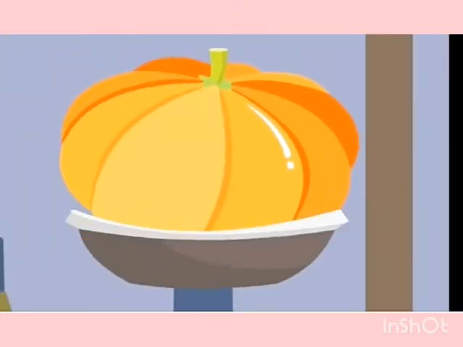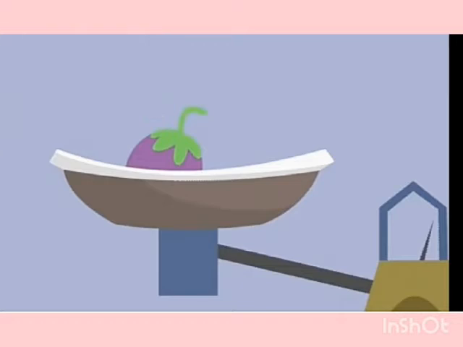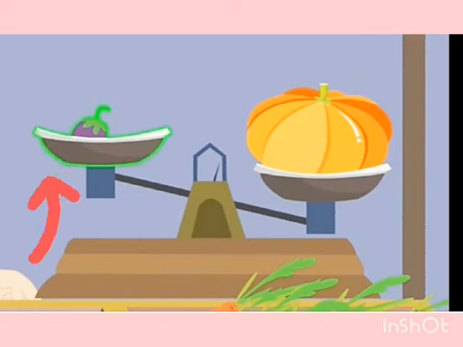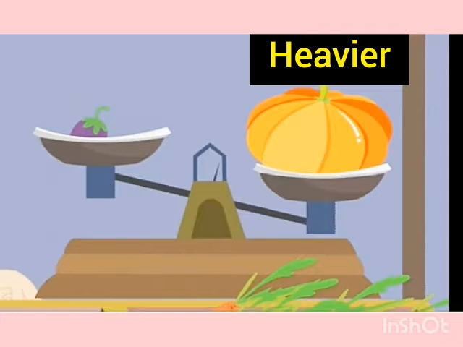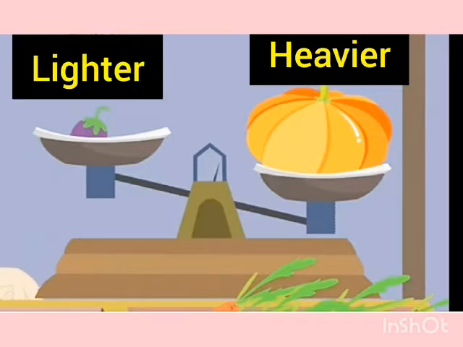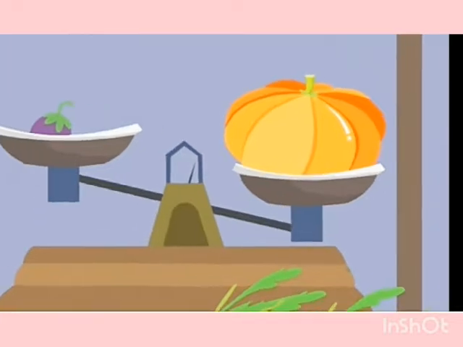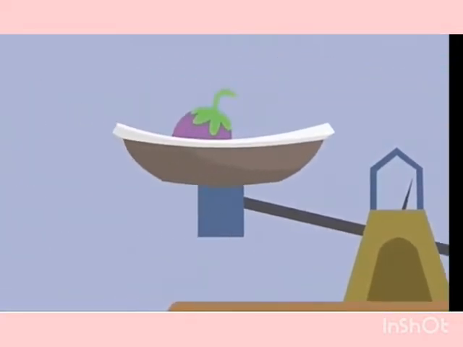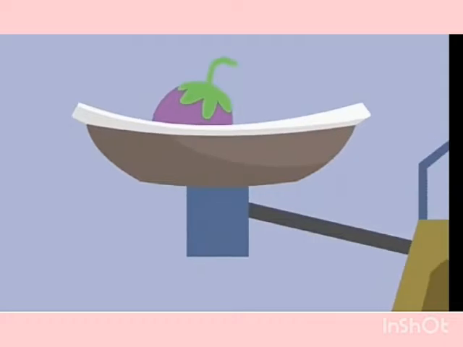I kept a pumpkin in one pan and a brinjal in the other pan. The pan with the pumpkin went down and the pan with the brinjal went up. The pan with the heavier object always goes down, and the pan with the lighter object always goes up. So the pumpkin is heavier than the brinjal, or we can say that the brinjal is lighter than the pumpkin.